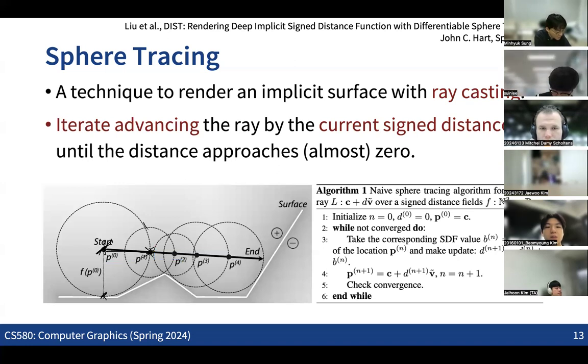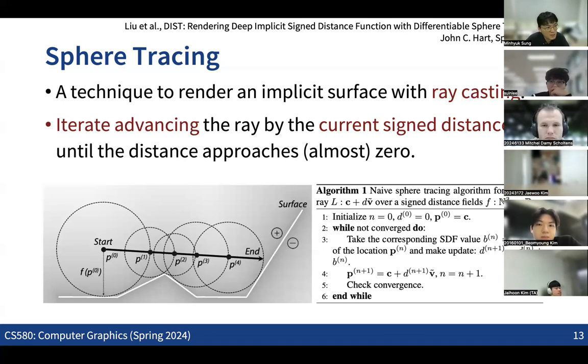Once you march along the ray by this distance, from this point we again get the distance information, which means that if we draw this sphere, there should be no points making an intersection. Then we proceed again. We can do this iteration until we really reach some intersection point. So this was a very simple but very effective idea for rendering with the implicit function.